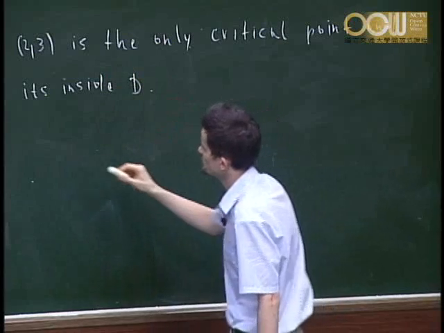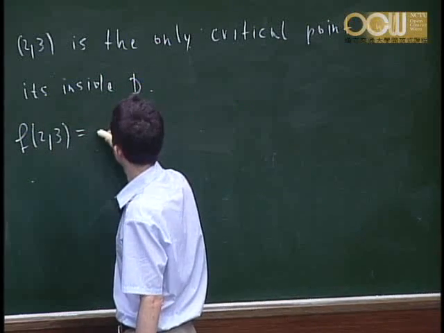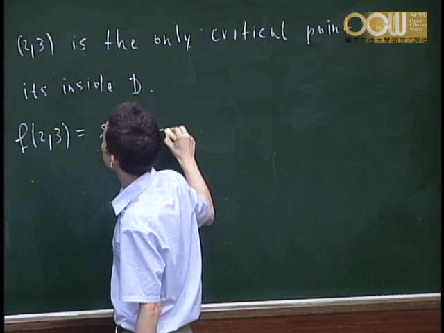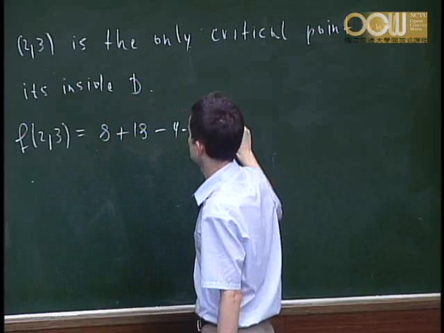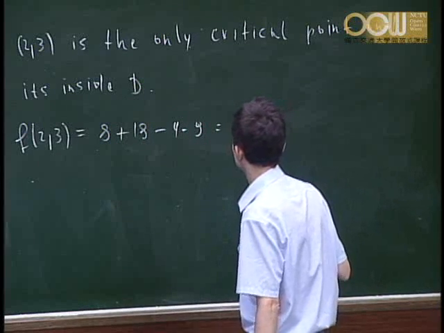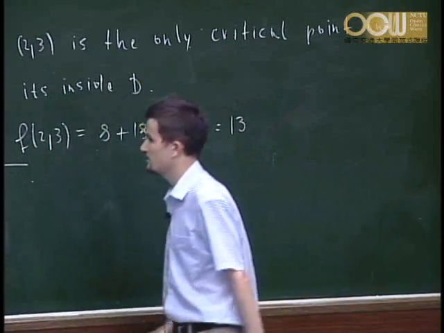Okay, so we have to compute the function value at (2, 3). So what do we have? 8 plus 18 minus 4 minus 9. Minus 4 plus 9 is 13. Okay, so here we have 13. And now, but it's not enough.